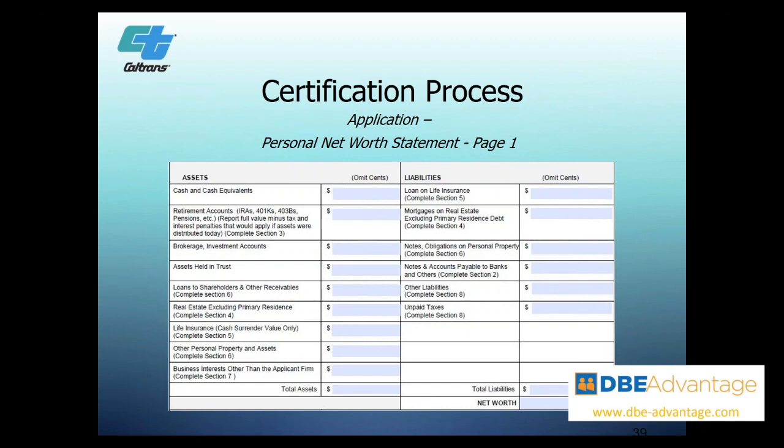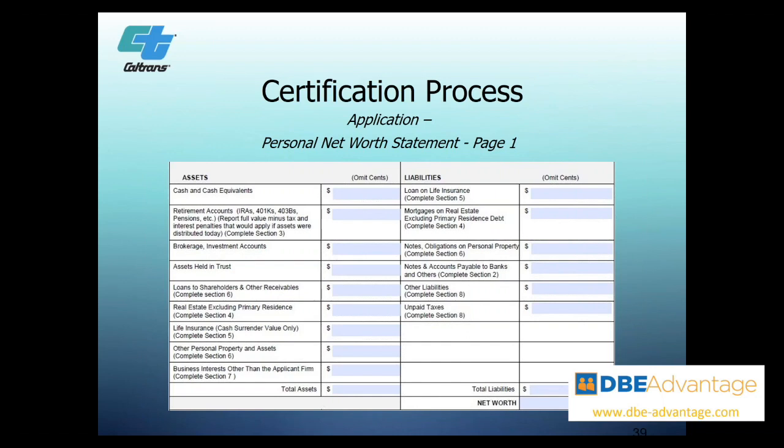Personal property and assets, generally that's going to be household information unless you own other personal property that is of great value. You want to include that information here. And then any other business interests you have. So if you own another company or part of another company or are an investor in another company, you want to divulge that here.